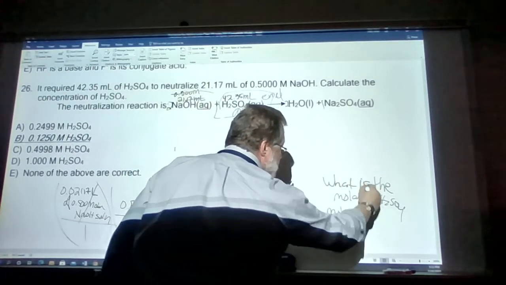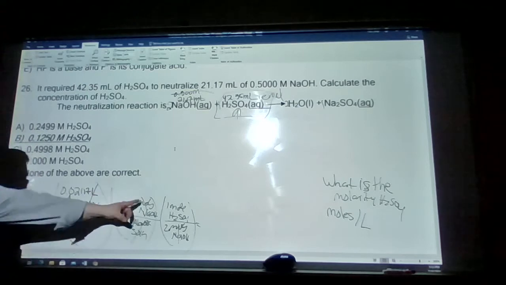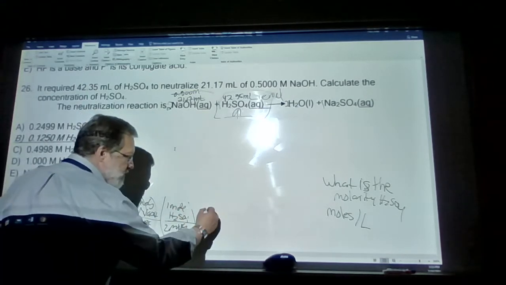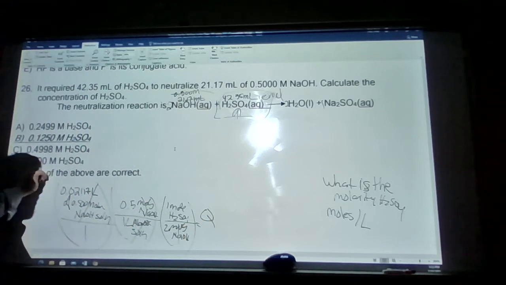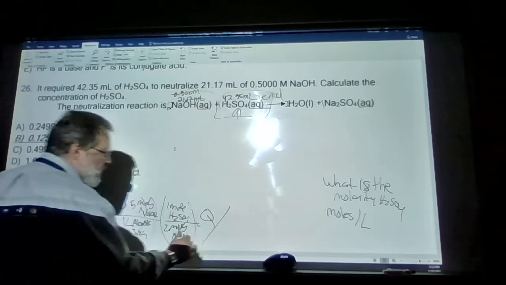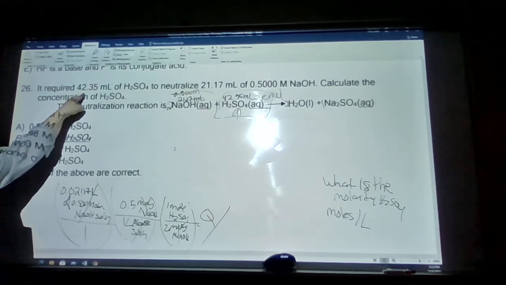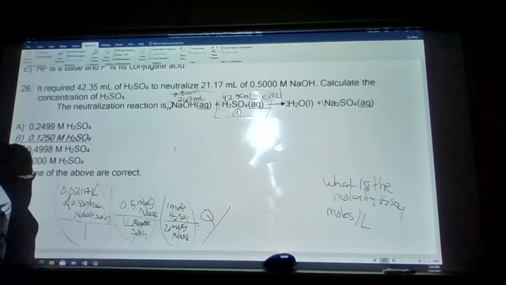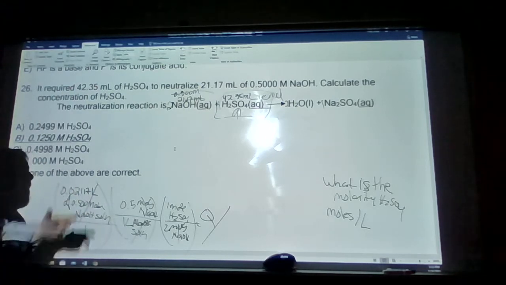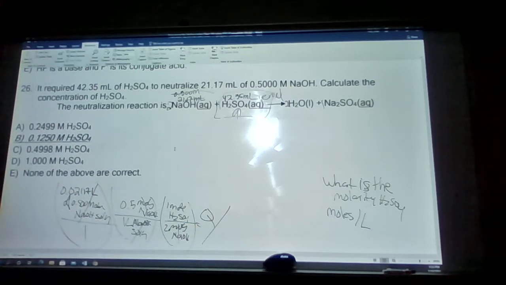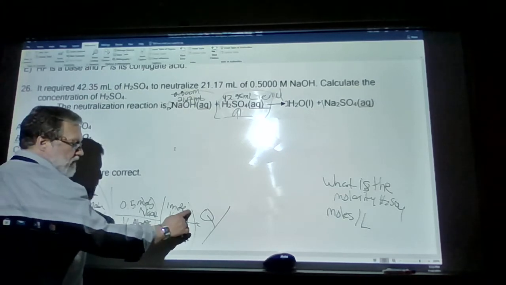So we need to calculate this number of moles of H2SO4. Let's say this is Q. Q number of moles of H2SO4 was contained in not 42.35 liters, but 42.35 ml. So we convert that to liters, we put it down there, we should be able to get to our molarity. Remember, the units we're in right now is moles of sulfuric acid.